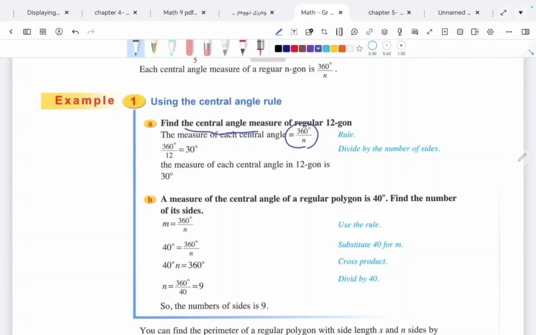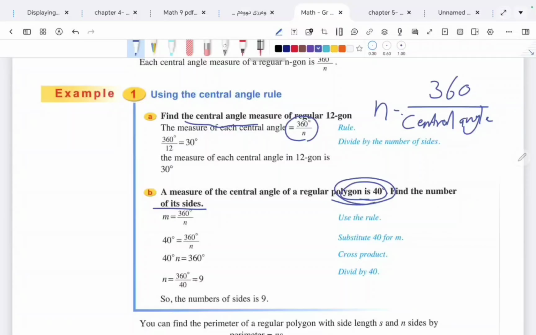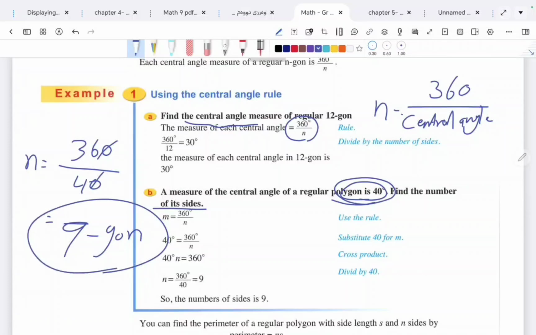Sometimes the measure of the central angle is given, which equals 40, and they ask to find the number of its sides. So what's the rule? It will be 360 divided by the central angle, to find n, the number of sides. In this case, the central angle is 40. It will be 360 divided by 40. The 0 and 0 cancel each other. 36 divided by 4 equals 9, a 9-gon, or you can say nonagon.